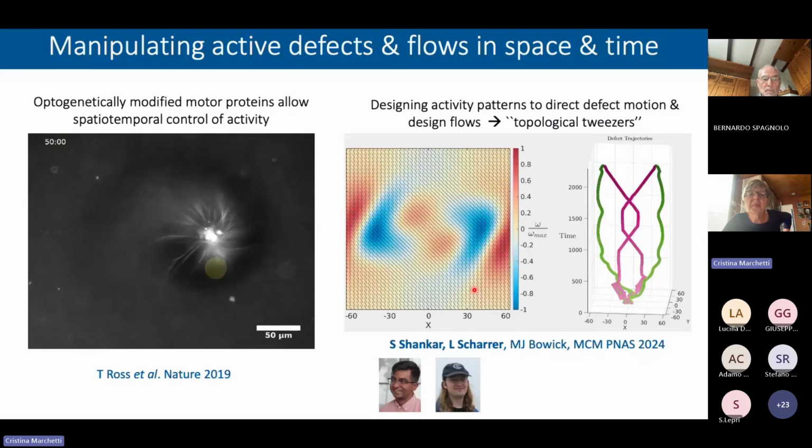So that's about active defects in active nematic fluid. It's a very quick review of what are the interesting things there. The main thing being these defects become motile. They can be described as quasi-particles, and there is a close connection between defect dynamics and flows.